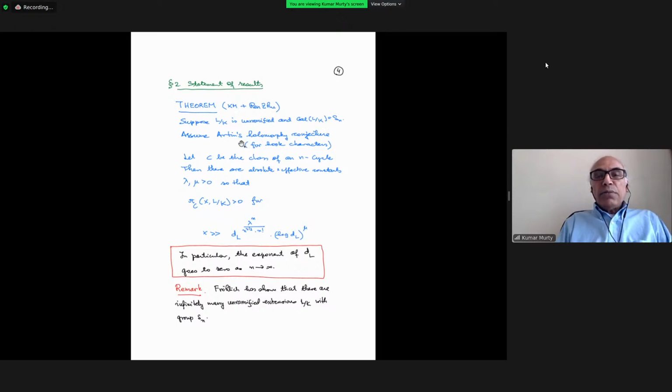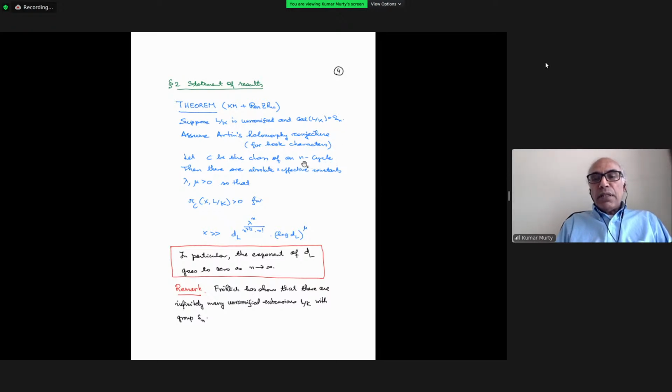And I'm going to assume Artin's holomorphy conjecture for the so-called hook characters. So I'll say in a moment a little bit about the representation theory of S_n, but there are certain special characters of S_n. They're called the hook characters. And we just need to know that the Artin L-functions, and I'll say what those are later on, are analytic for those particular characters. And suppose I take the class of an n-cycle. As you know, the conjugacy classes in S_n are determined by the cycle structure of a permutation.